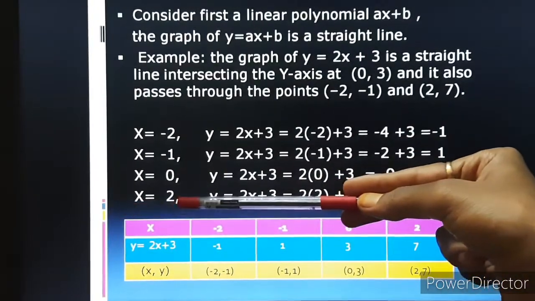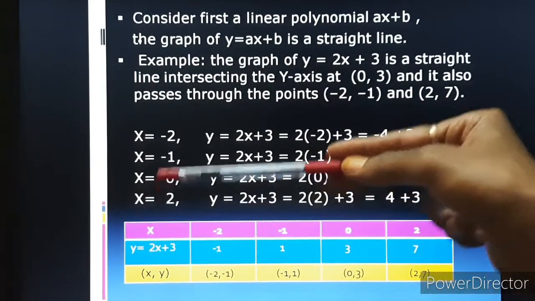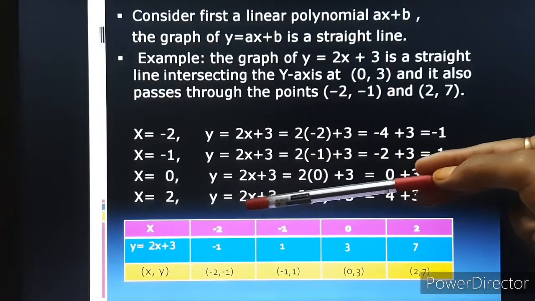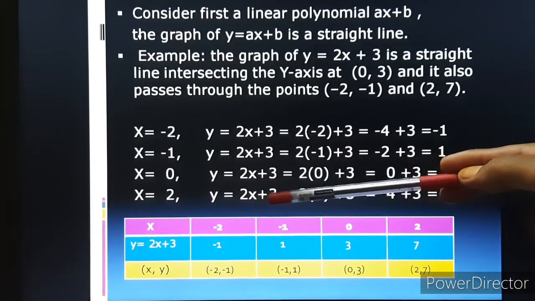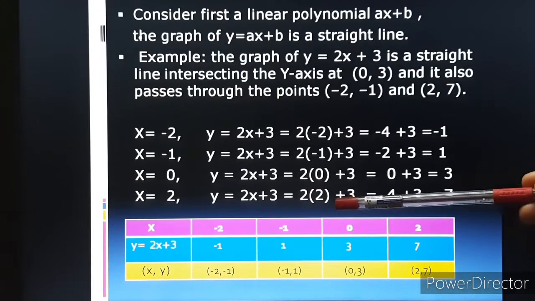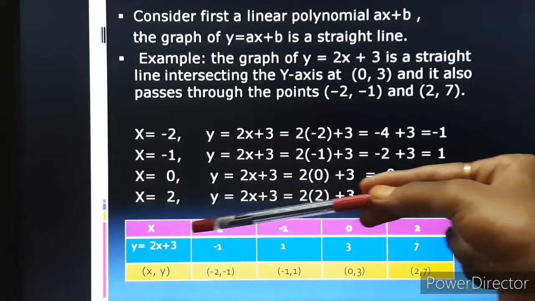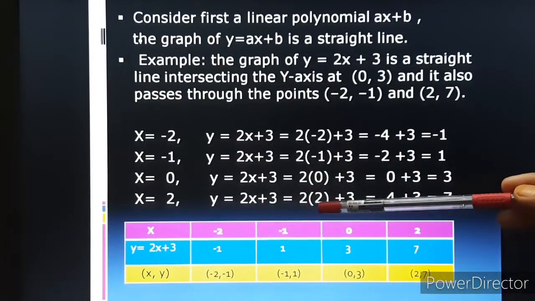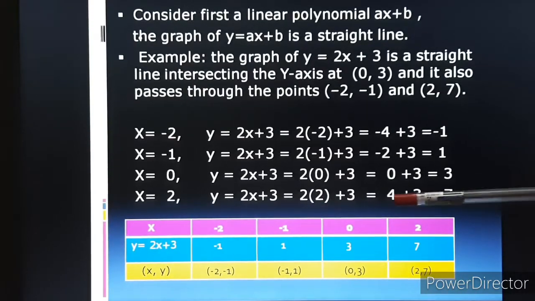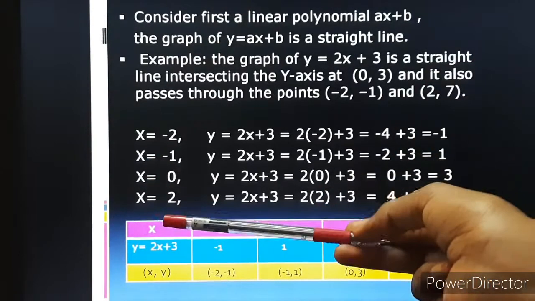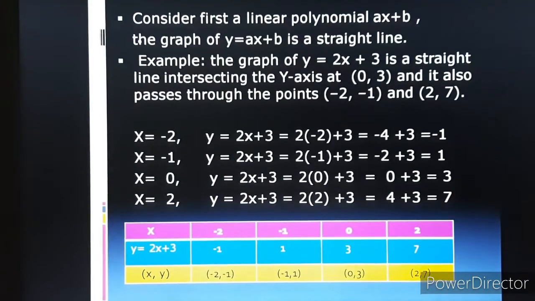Now I am taking the x coordinate as 2. We have to substitute this x in the equation, in this polynomial. So y equals 2x plus 3, right? In the place of x, we substitute 2. So 2 into 2 plus 3. 2 twos are 4. 4 plus 3 becomes 7. So when we took the x coordinate as 2, we got the y coordinate as 7.